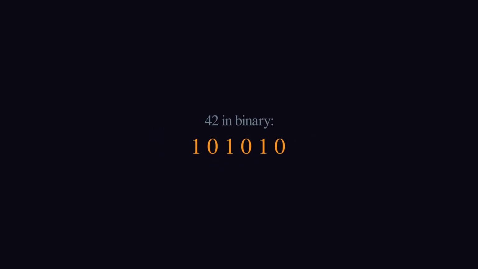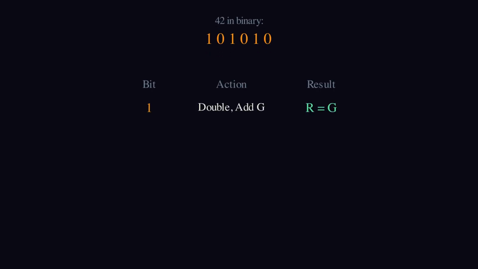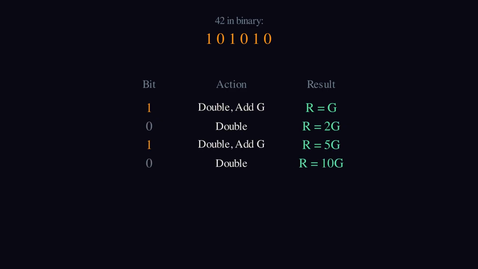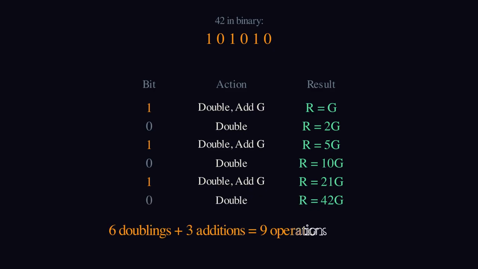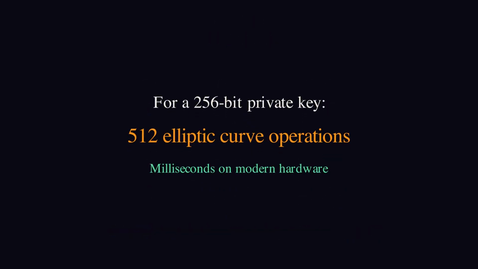For the first bit, which is 1, we double R to get the identity, then add G. R is now G. For the next bit, 0, we just double. R becomes 2G. Next bit is 1, double to get 4G, then add G to get 5G. Next bit 0, double to get 10G. Next bit 1, double to get 20G, then add G to get 21G. Final bit 0, double to get 42G, 6 doublings and 3 additions. 9 operations total instead of 42.